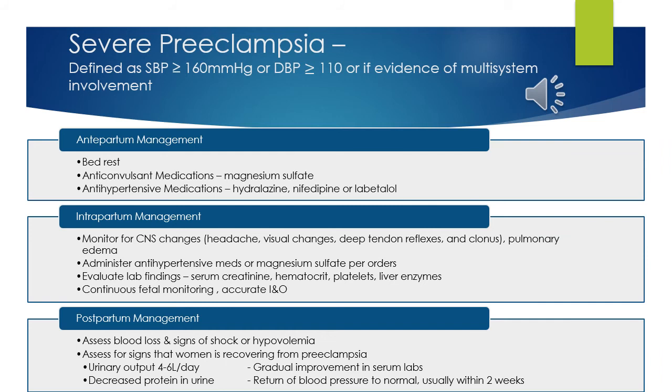Signs that the woman is recovering from preeclampsia include urinary output of 4 to 6 liters per day, decreased proteinuria, gradual improvement in the labs, and return of the blood pressure to normal, typically within 2 weeks.